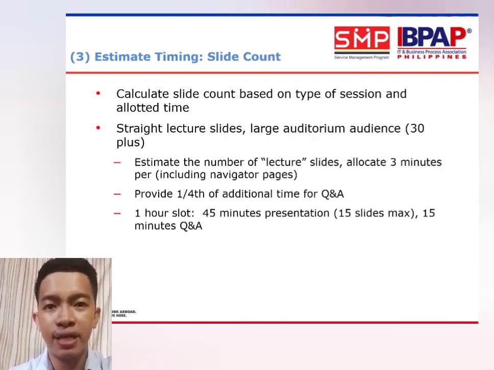Estimate timing, slide count. Calculate the slide count based on the type of session and allotted time. Straight lecture slides, large auditorium audience, 30 plus. Estimate the number of lecture slides. Allocate 3 minutes per slide, including navigator page. Provide 1/4 of additional time for Q&A. 1 hour slot: 45 minutes presentation, 15 slides max, 15 minutes Q&A.